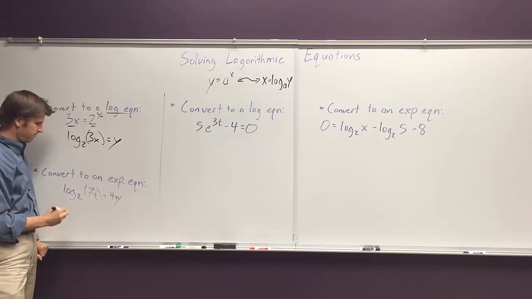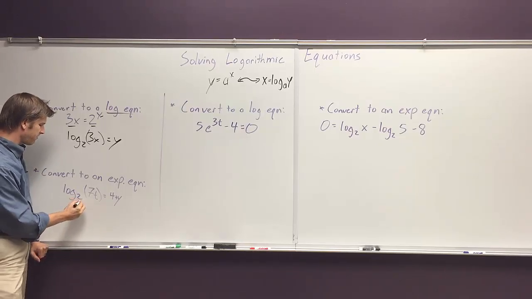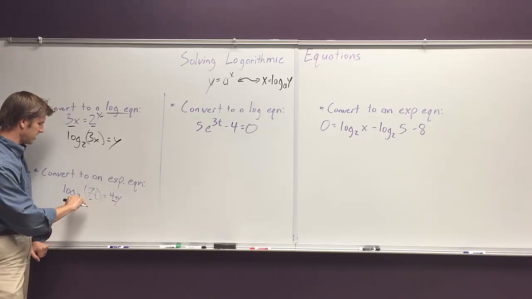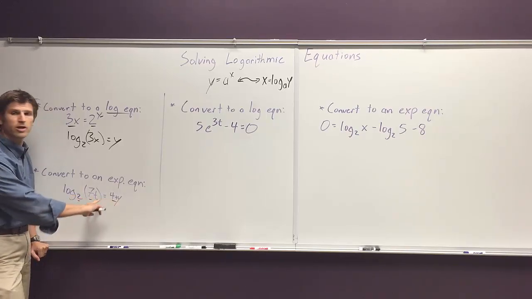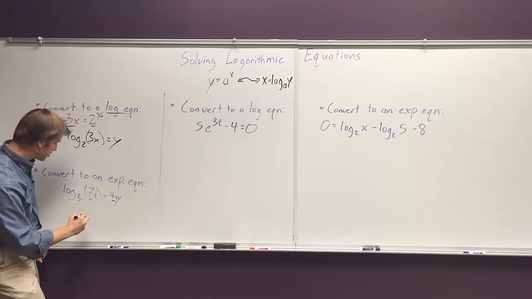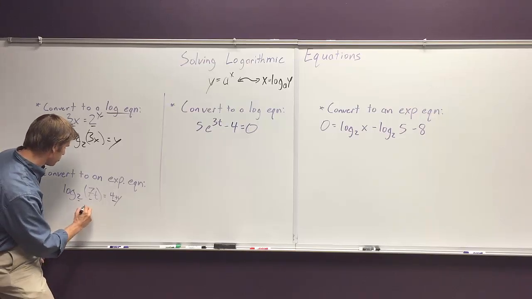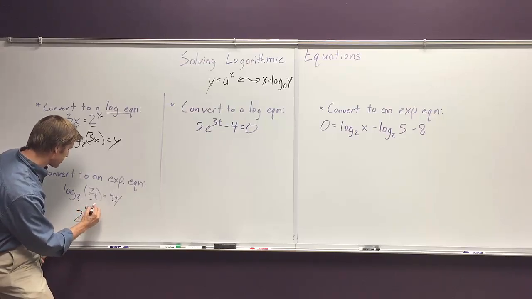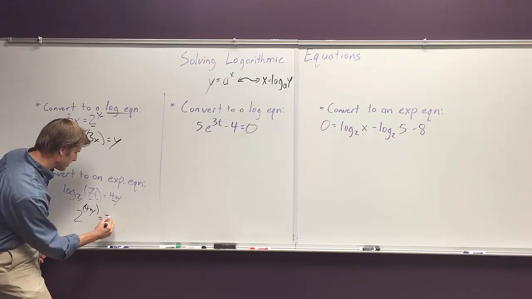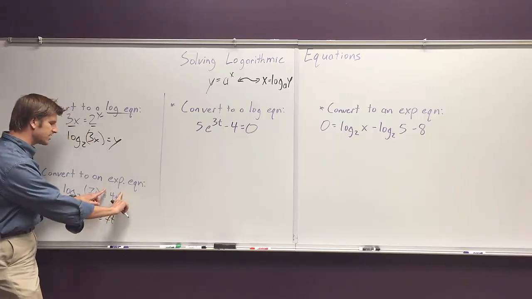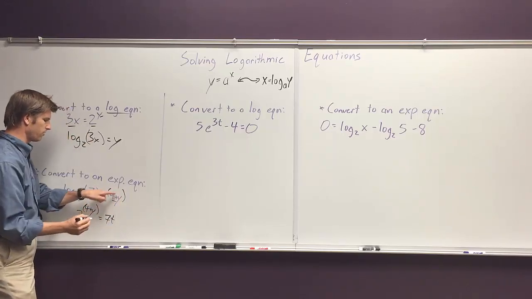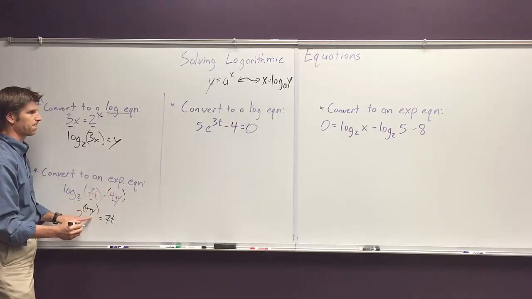Similarly, down here, this has fundamentally three pieces. It has a base, input, and output. The inputs and the outputs switch for exponential functions. 2 to the 4 plus y equals 7t. Notice this entire piece plays the role of the output here and the input here.